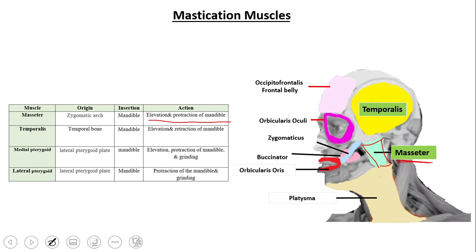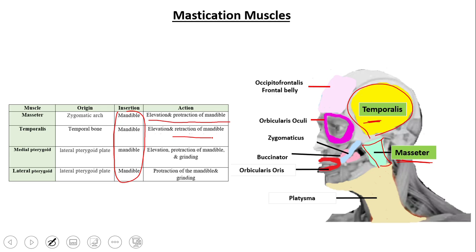As you can see, all the mastication muscles are attached distally to the mandible because they move the mandible. This muscle here on the temporal bone, that is temporalis muscle, and this muscle also elevates the mandible, but it gets the mandible backward, which is retraction of the mandible.